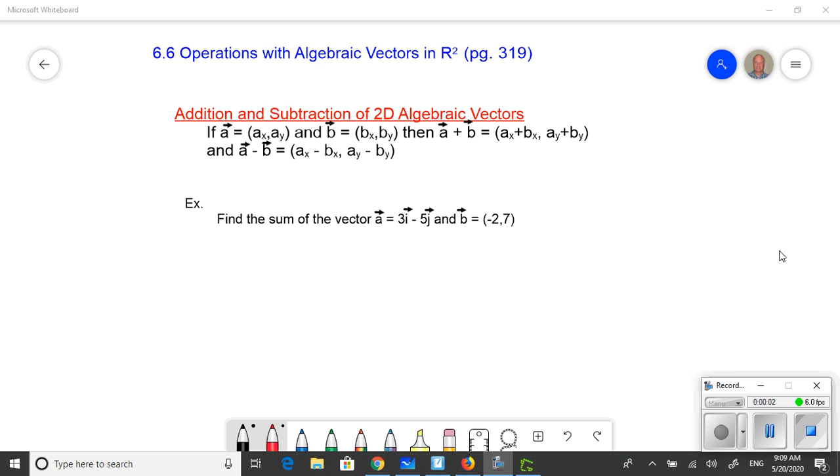Hey, section 6.6, operation with algebraic vectors in two space, it's found on page 319. So adding and subtracting vectors in 2D when it refers to algebraic vectors is really, really easy. I mean, we just add components, right? For subtracting vectors, we subtract components. So it's following these two rules, and we often are given vectors in a variety of ways.